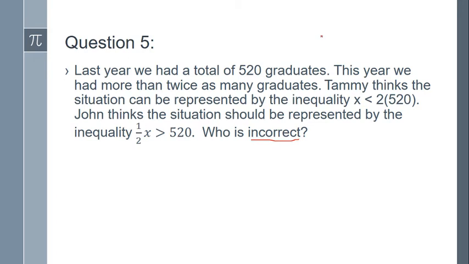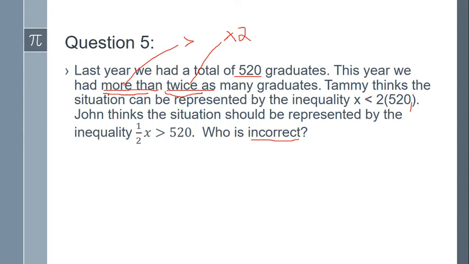Okay, so we'll try to think which one's correct and which one's incorrect, and then we'll state it. If we had 520 graduates last year, and here is the key information, more than twice as many this year. So we have more than twice. More than implies greater than, right? And twice implies multiplying by 2. Everyone looks at this one right away and thinks this one must be right, because we're going to take the 520 graduates we had and multiply it by 2. That'd be twice as many.